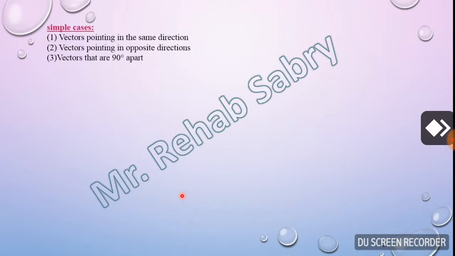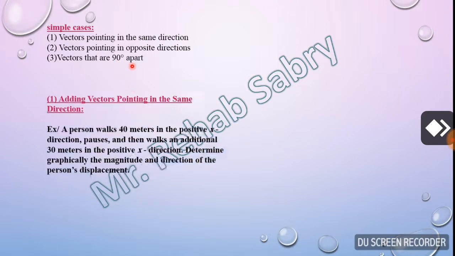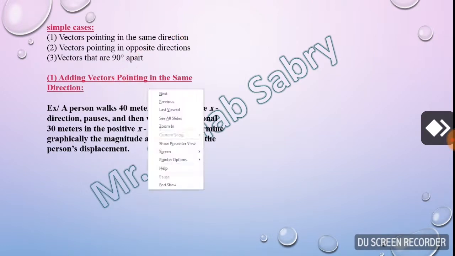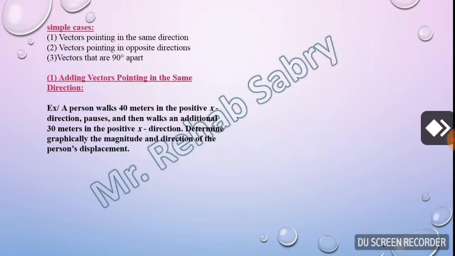Now, inshallah, we will study simple cases of tip to tail. These three cases are: if the two vectors are in the same direction, if the two vectors are in opposite directions, and if the two vectors are 90 degrees apart, as we see. We will study the first case, the two vectors in the same direction.